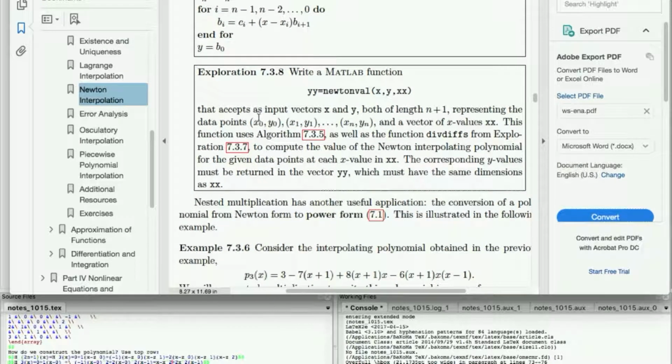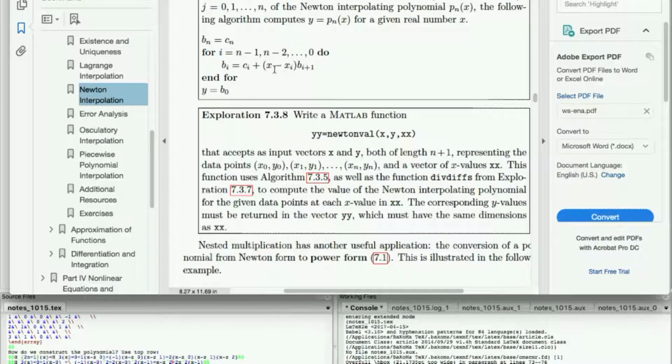Okay. So it says the vector XX. In the algorithm we're using, that XX is standing for the X in the algorithm, right? Yeah. So each element of XX would play a role of X in here. So are we looking for a specific value?